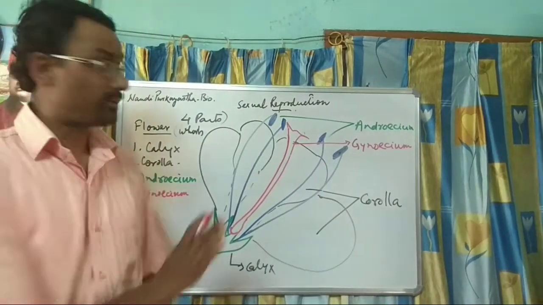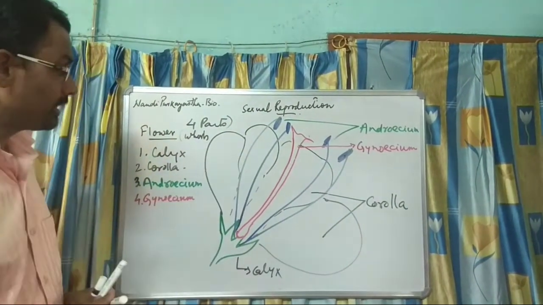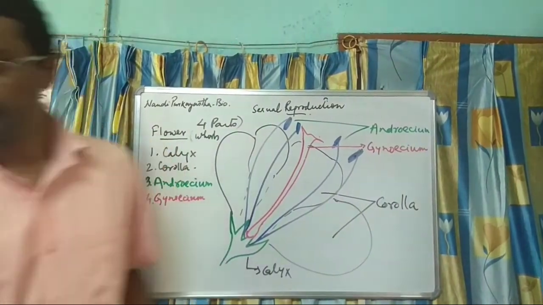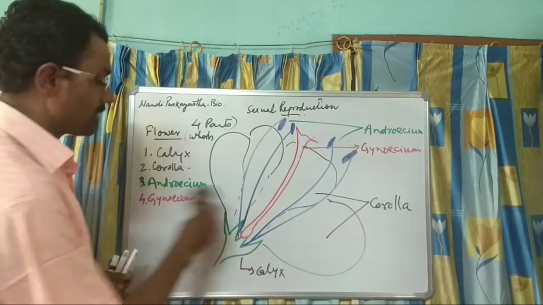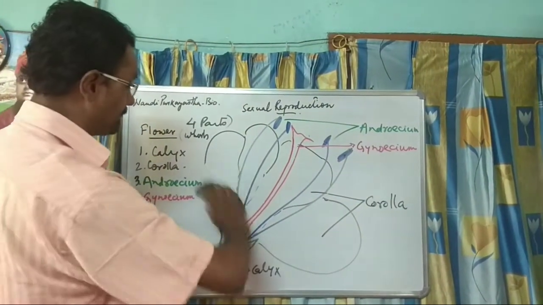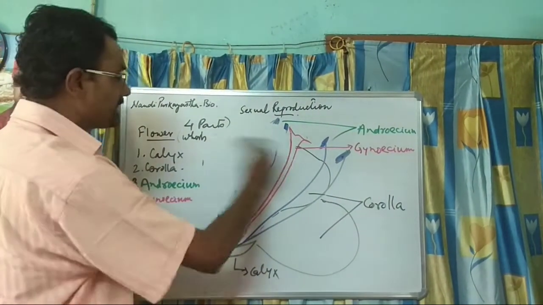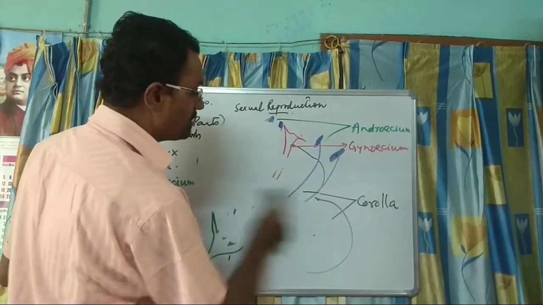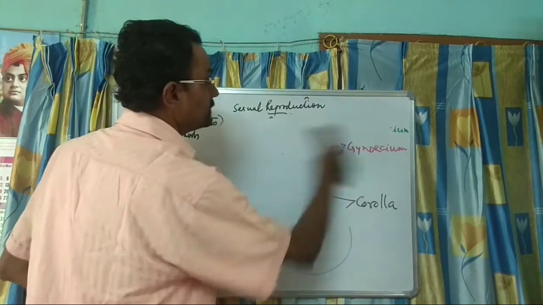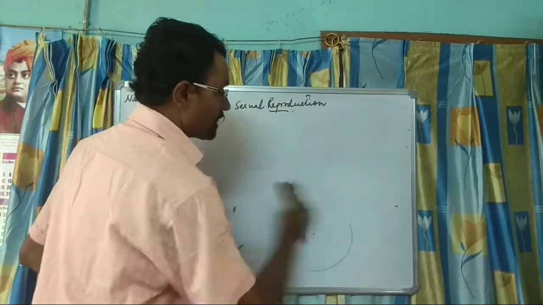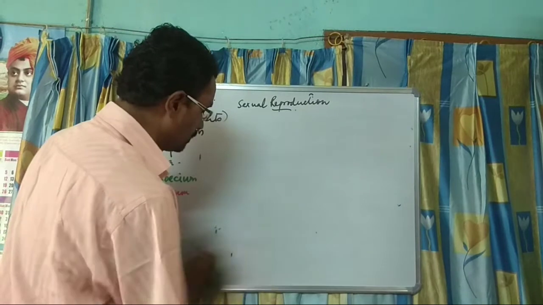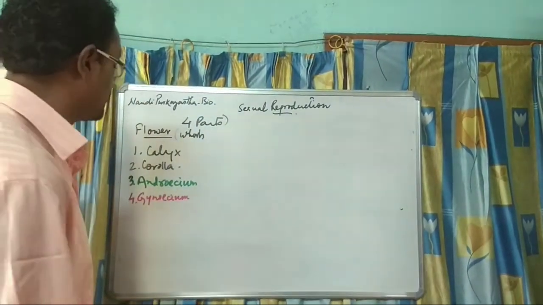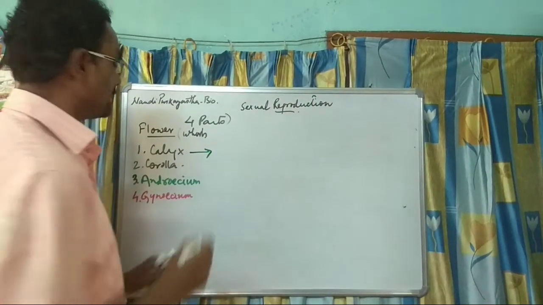I think you have seen the flower. A flower looks like this. Now we have to know each one of these step by step. First we'll start with calyx. Calyx is the one which remains at the bottom of a flower, and it gives protection. But first of all, we need to know the parts of a calyx.